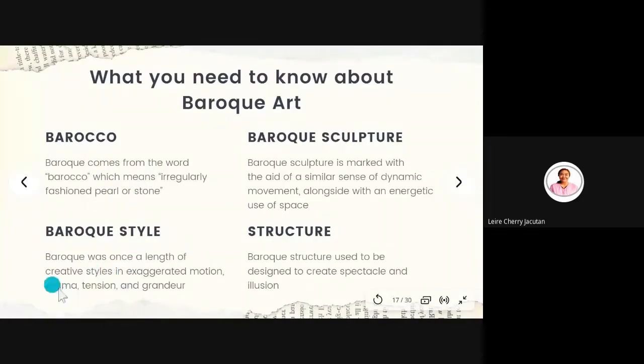So that is where the word Baroque came from, that word Barocco. So Baroque style was once a length of creative styles in exaggerated motion, drama, tension, and grandeur. So, siguro, what makes Baroque different from other art is the word exaggeration. So, lahat ng pwede mo maisip na exaggeration nasa Baroque. Hindi sila nako-contain sa isang simpleng structure lang, kundi dapat exaggerated yung pagkabongga niya, ganun. So, drama. Kitang-kita mo sa reaction ng mga mukha ng mga characters that there is indeed drama. Even yung kanilang mga movements, very dramatic.